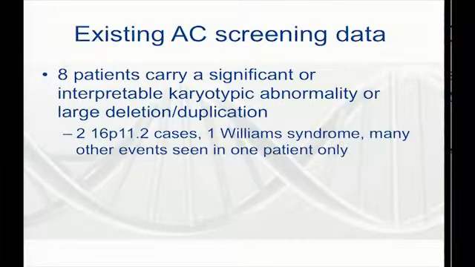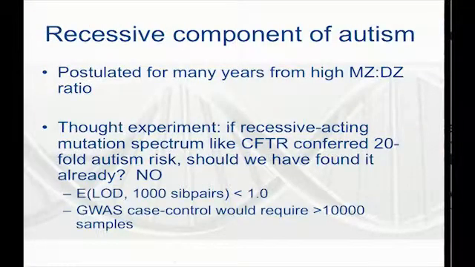that we're sequencing carry a known or interpretable karyotypic abnormality or a large deletion or duplication that we consider relevant to autism risk. And 2 of those are 16p11 cases. The other ones are all single cases of different regional abnormalities in the genome. So remember, this is out of 104 patients. So clearly, there's a contribution from these larger genomic aberrations, but it's only in a small number of cases. And this will be sort of a recurrent theme.